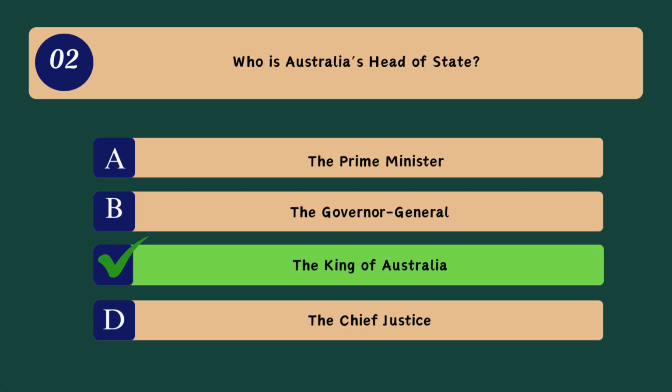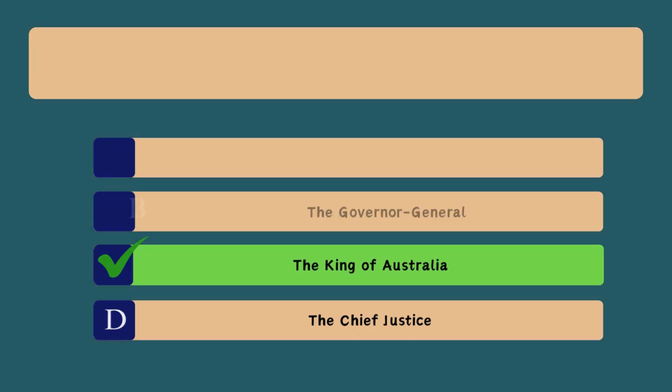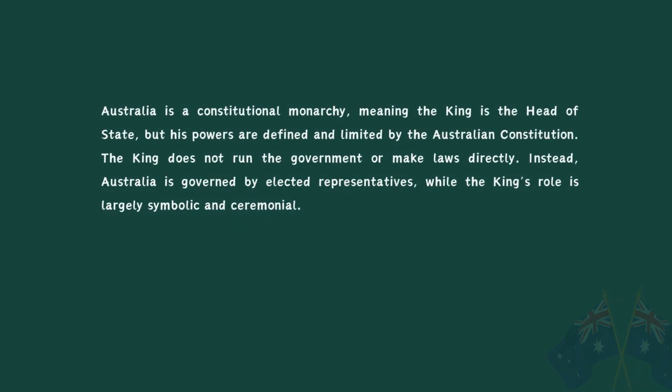Correct answer. C. The King of Australia. Australia is a constitutional monarchy, meaning the king is the head of state, but his powers are defined and limited by the Australian Constitution. The king does not run the government or make laws directly. Instead, Australia is governed by elected representatives, while the king's role is largely symbolic and ceremonial.